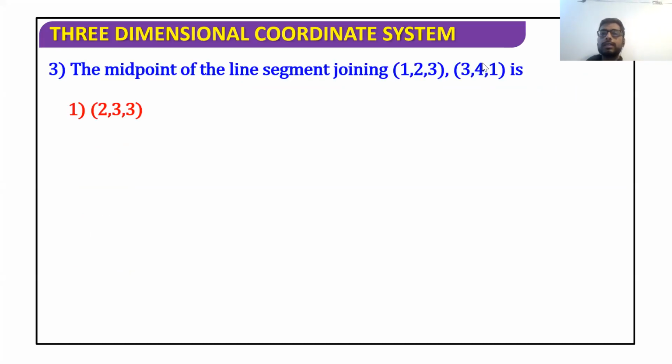The midpoint of a line segment is pretty straightforward. You just have to add and divide by 2 to find the midpoint. So (x1 plus x2) upon 2. So 1 plus 3 is 4, upon 2 is going to be 2. Similarly, 2 plus 4, 6 upon 2 is 3. That's going to be your y coordinate. And for the z coordinate, 3 plus 1, 4 upon 2. So the answer is equal to 3.